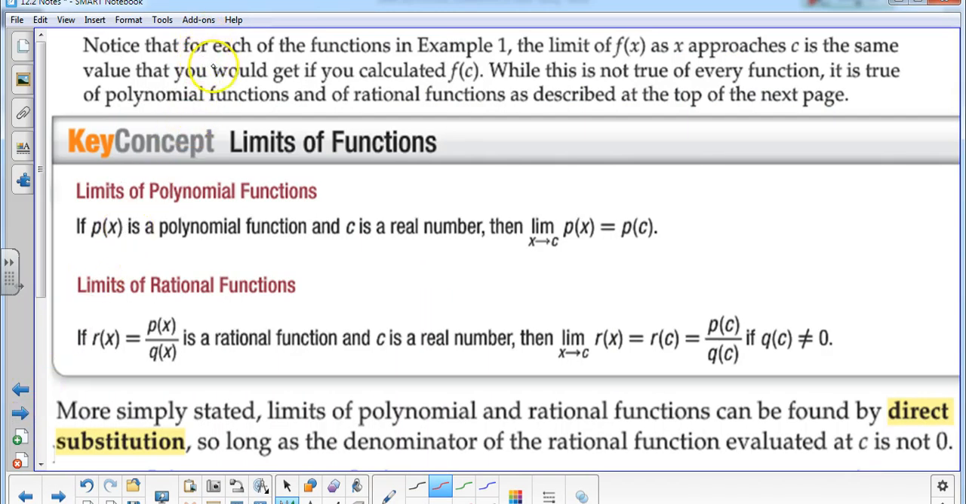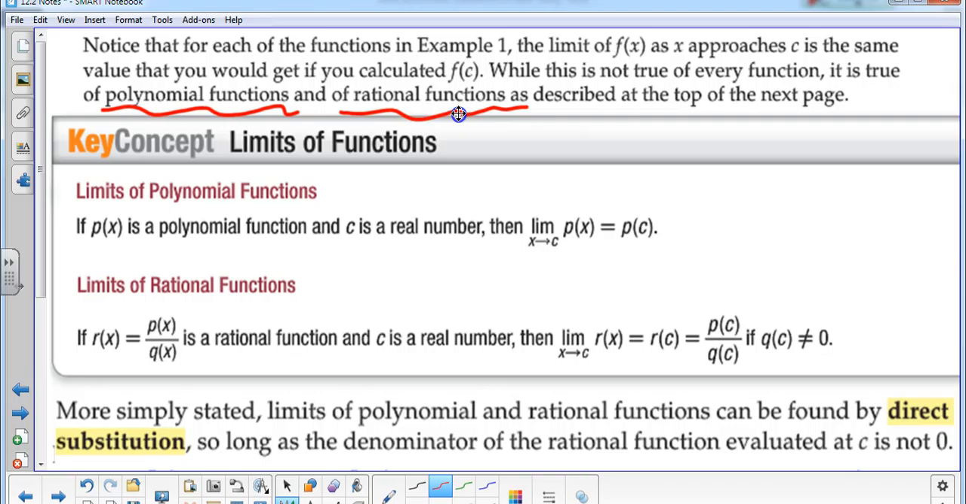All right. So the idea was, if the graph was continuous, it was okay to just substitute in the value. This is going to be called direct substitution. Okay. Notice for the one we just did, the limit, the y value, as x approaches a certain value, is the value you get when you plug the value into the function. It's just directly substituted. While this is not true of every function, it is true of polynomial functions and of certain rational functions. Okay, polynomial functions are continuous, right?